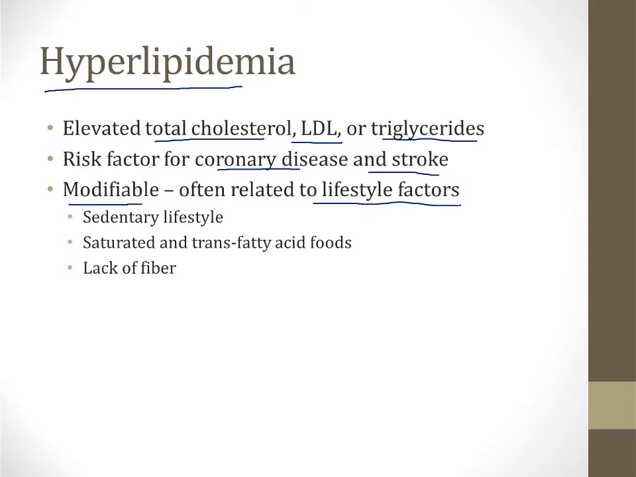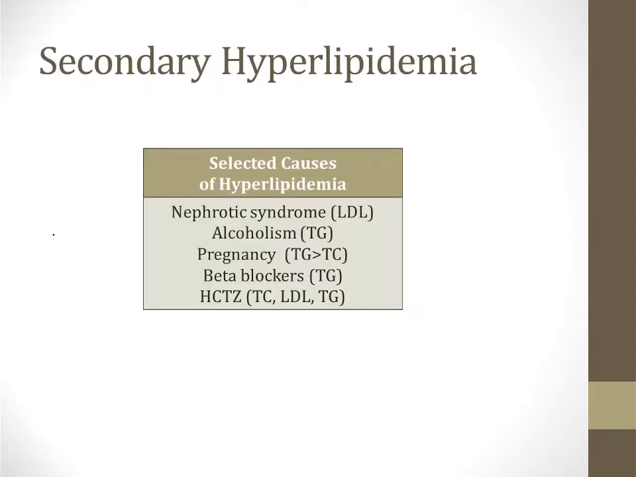One of the reasons many patients have hyperlipidemia is because they lead a sedentary lifestyle. They eat lots of saturated and trans fatty acid foods, and they have a lack of fiber in their diet. And all these things can contribute to high levels of plasma lipids. Most of the patients you'll see in clinical practice who have hyperlipidemia have a primary hyperlipidemia related to their genetics or their lifestyle, like we talked about on the last slide.